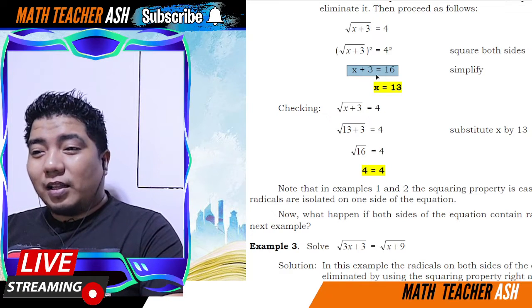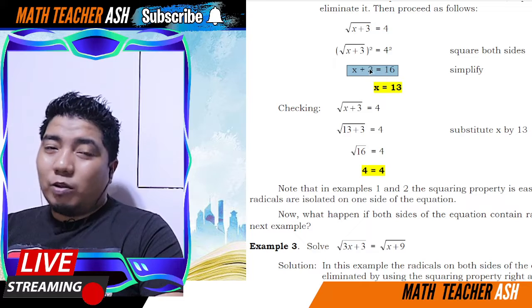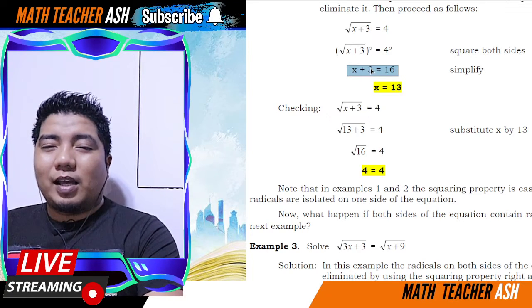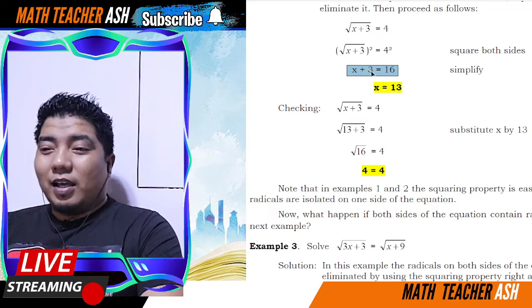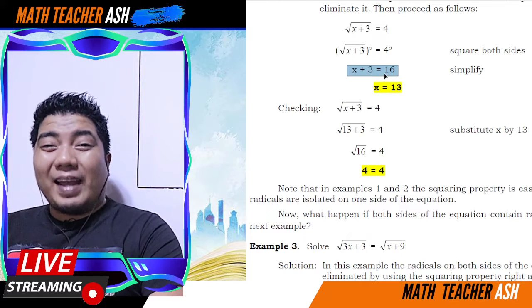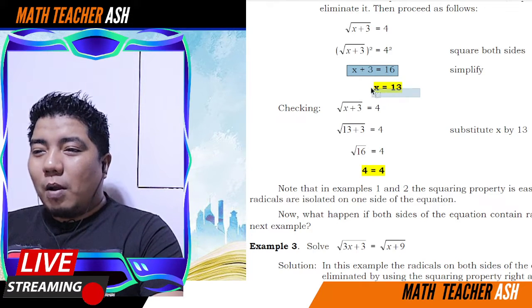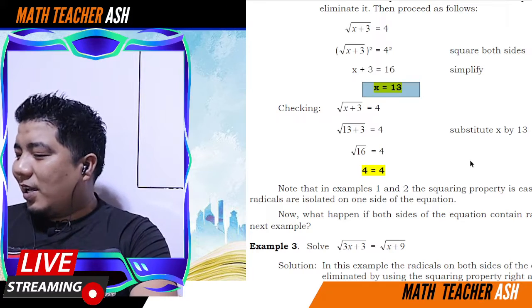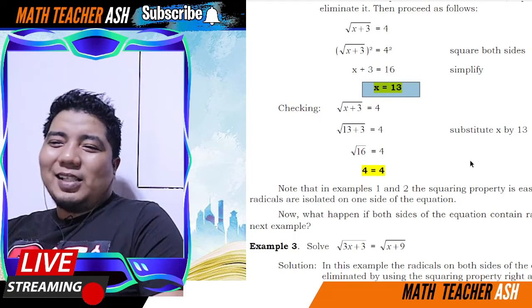So, anong gagawin natin dito? So, ito si plus 3 dito, ililipat natin sa right side of the equation, giving us x is equal to 16 minus 3, which is equal to positive 13. Easy, right? Yes, easy lang talaga, my dear math learners.